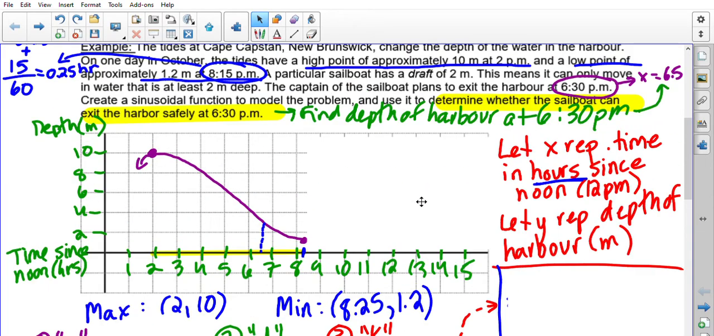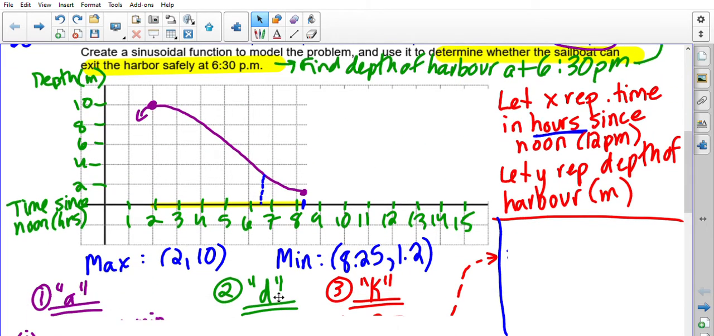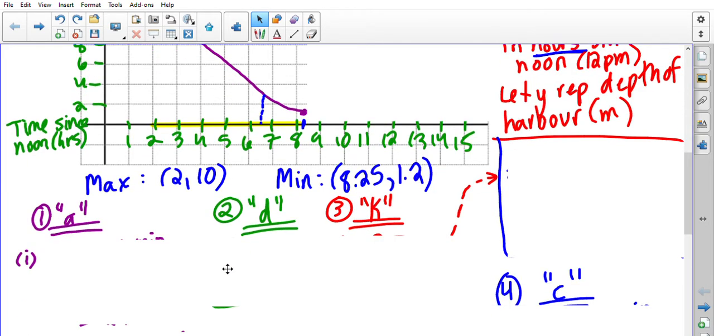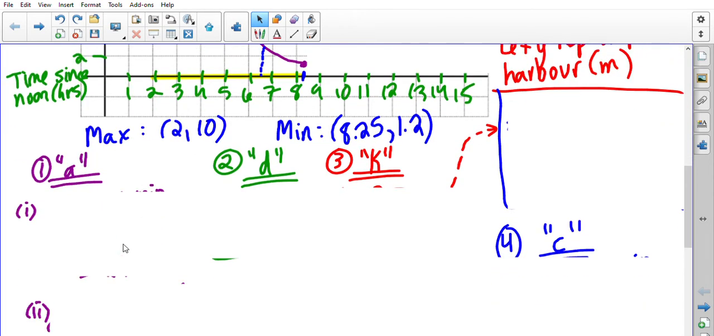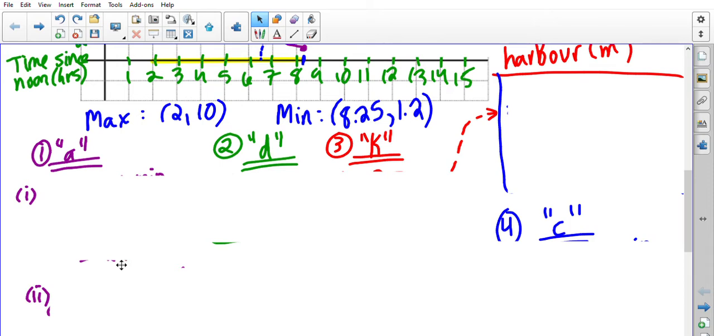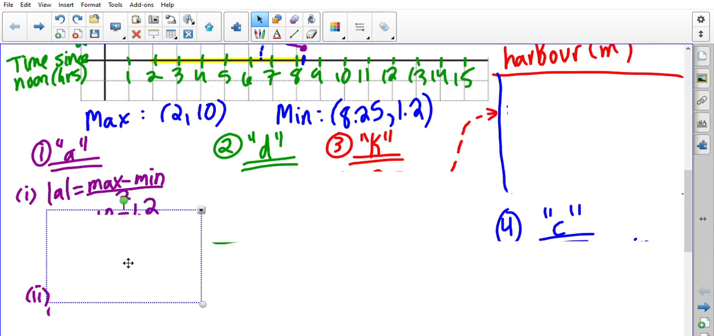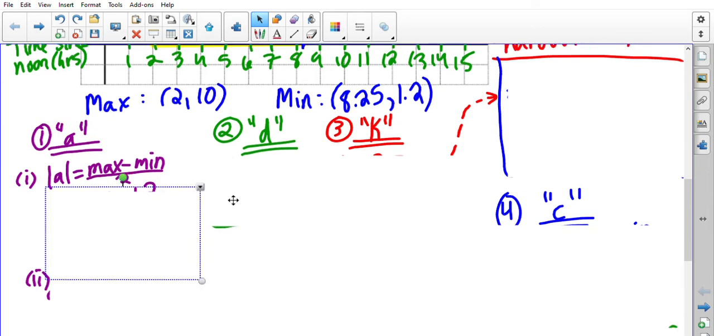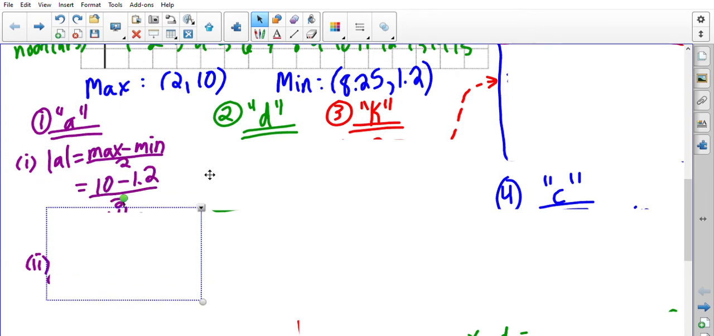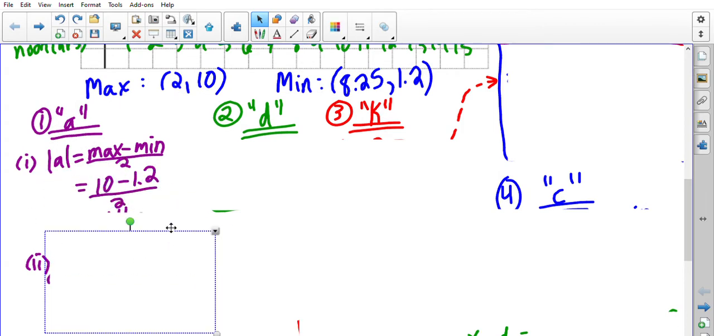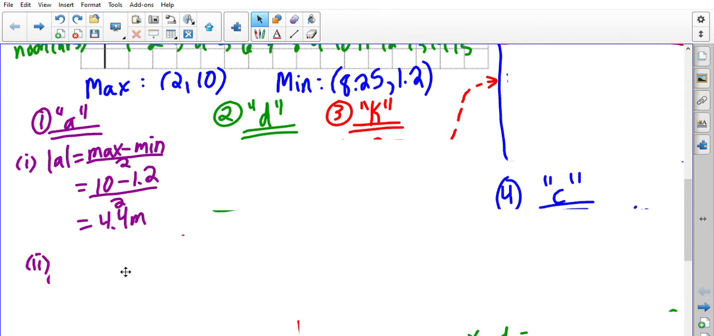Okay. We will draw that a bit more after, but let's start working on our equation based on these two pieces of information. So A, remember with A we need the amplitude and the sign. The amplitude is the absolute value of A equals max minus min divided by 2. We have our max and min values, 10 and 1.2. So 10 minus 1.2 divided by 2 leaves us with an amplitude of 4.4.